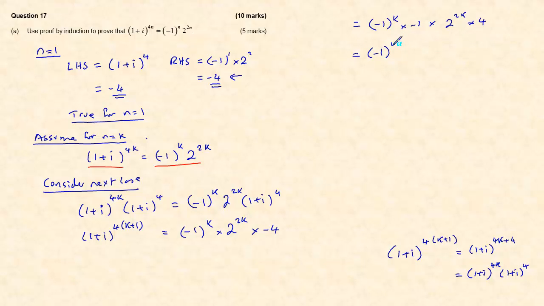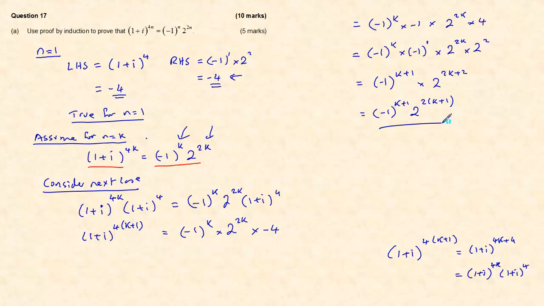So that's (-1)^k multiplied by (-1)^1 multiplied by 2^(2k) multiplied by 2 squared. So that's (-1)^(k+1) multiplied by 2^(2k+2), which we can write as (-1)^(k+1) times 2^(2(k+1)). And then we can see that we have this with the k's replaced by k plus 1's. And then all we need is a closing statement.